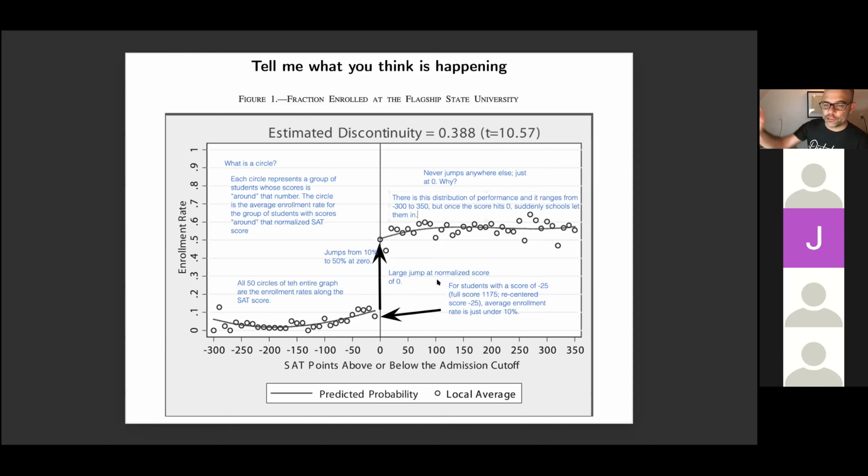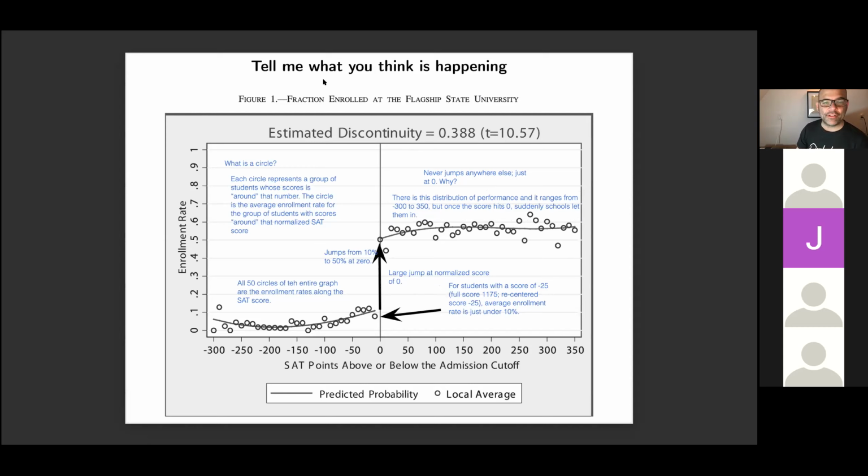They let them in. They had a rule about where they were going to let students in, and they chose this number, 1200. Okay. And then once they get to 1200, they let them in. Correct. Admission cutoff and minimum SAT score. That's correct. Okay. So you've got this.